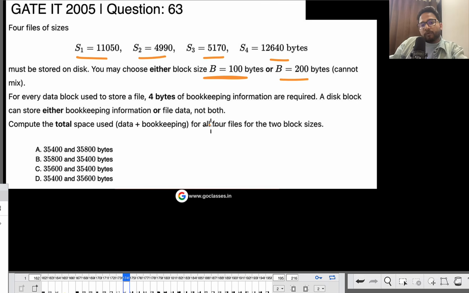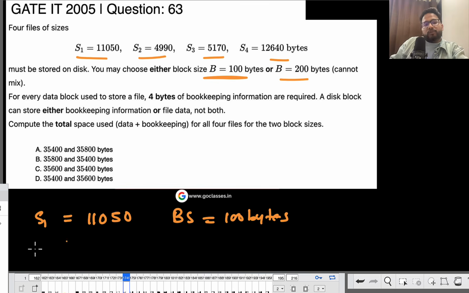Okay, they want to know the total space used by either 100 or 200. I mean, for both of the block sizes they want to know the total space, right? So suppose for s1, let's suppose this is these many bytes of data that s1 has. Now how much total space will it take? Let's suppose the block size here, currently I am taking, is 100 bytes.